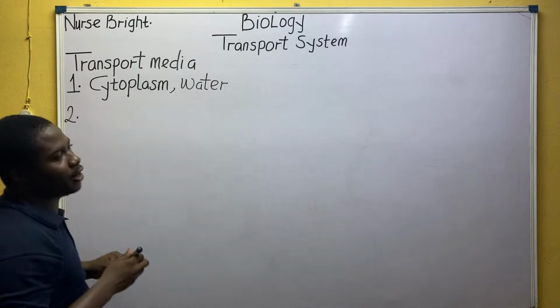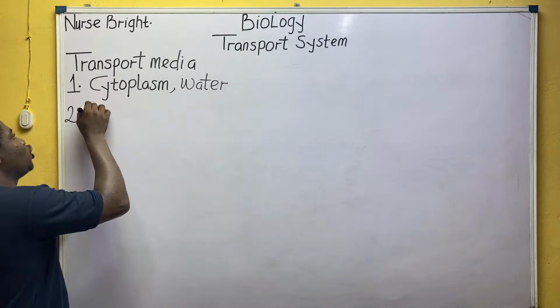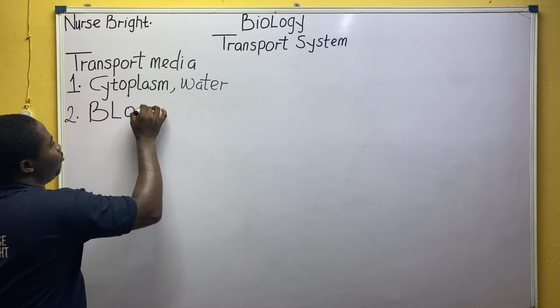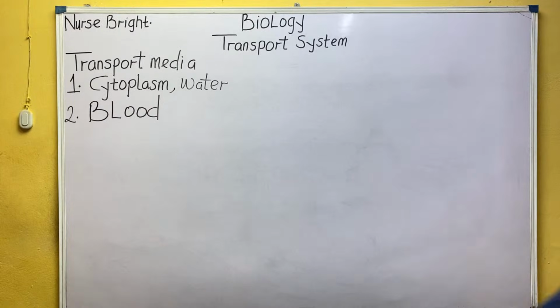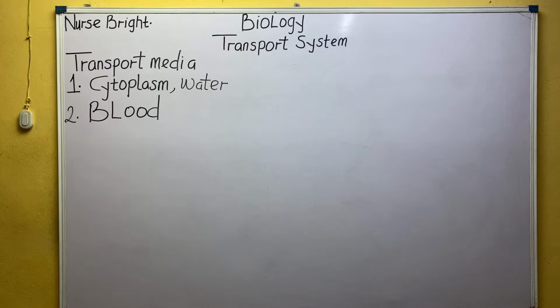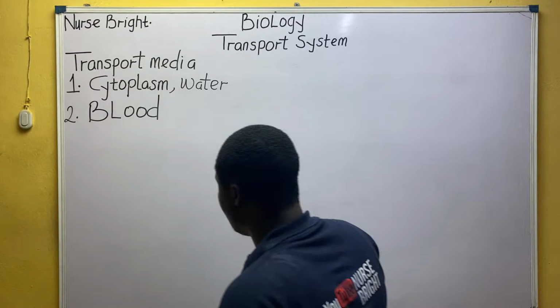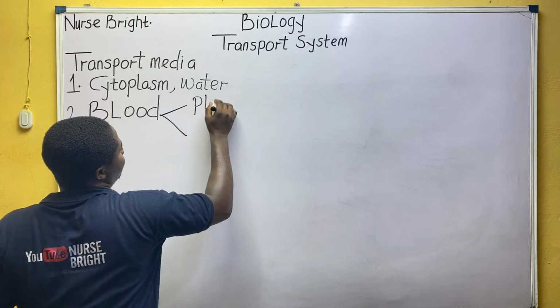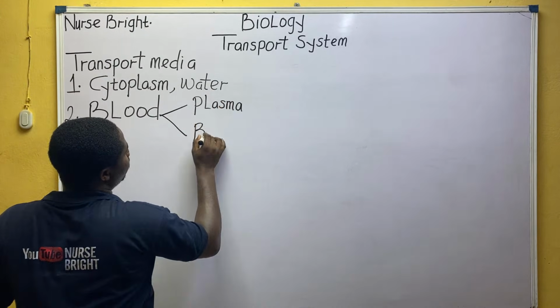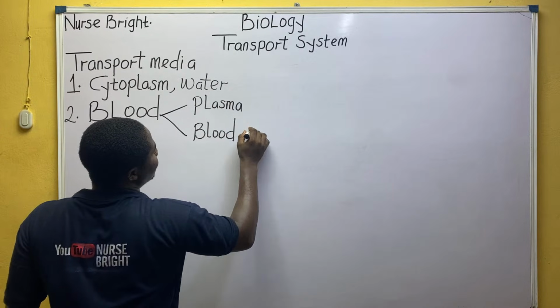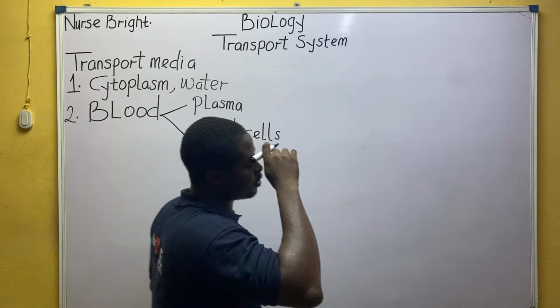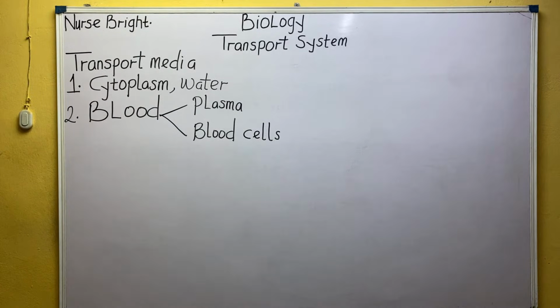The second transport media is very vital. It's one of the main ones, the baba of them all. They call it blood. Blood is one of the main transport media. Hope you're aware that the blood is divided into plasma and blood cells. So this is another transport media, which is the blood.